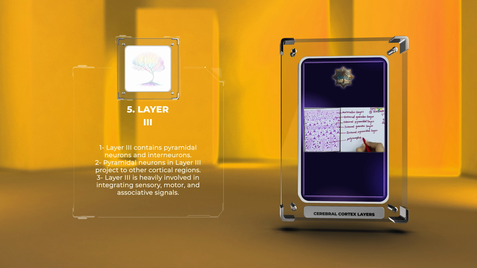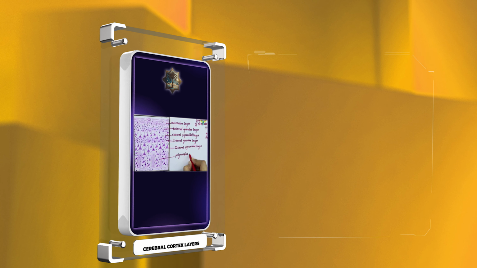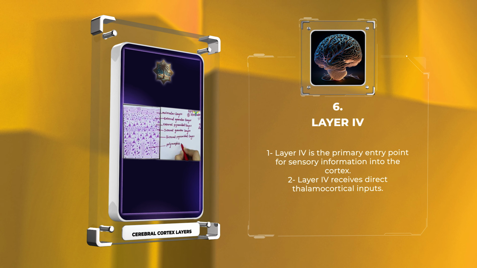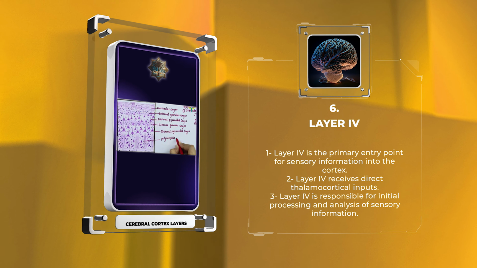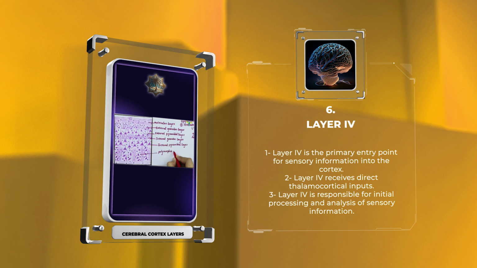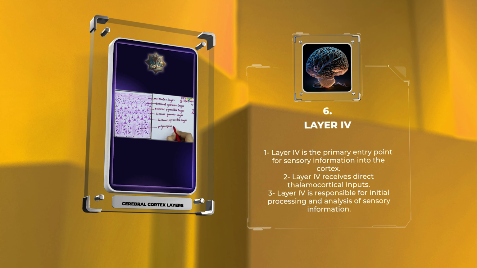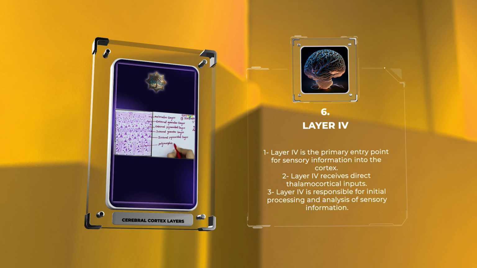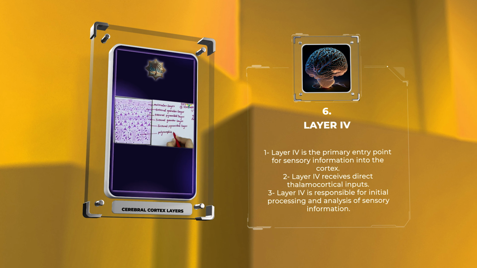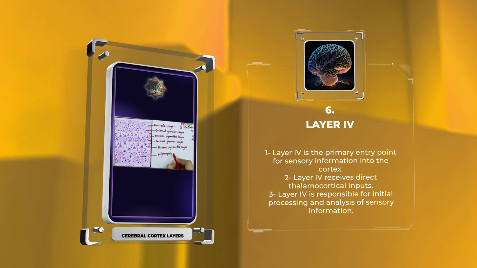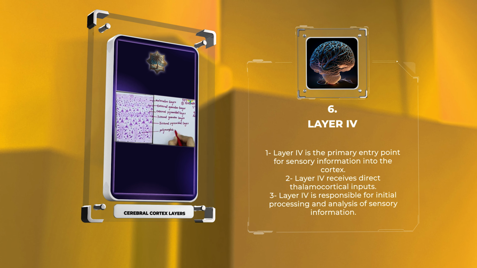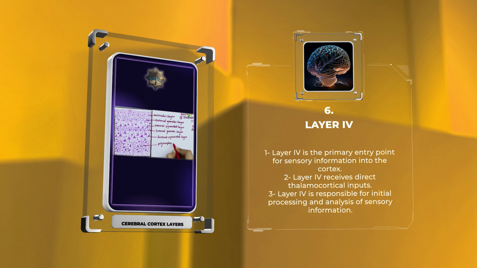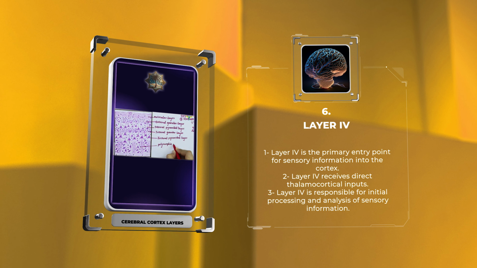Layer 4, the granular layer, receives direct thalamocortical inputs and is considered the primary entry point for sensory information into the cortex. The densely packed granule cells receive inputs from specific thalamic nuclei, ensuring the segregation of sensory modalities. Layer 4 is responsible for initial processing and analysis of sensory information, facilitating its subsequent relay to higher cortical layers for more complex computations.